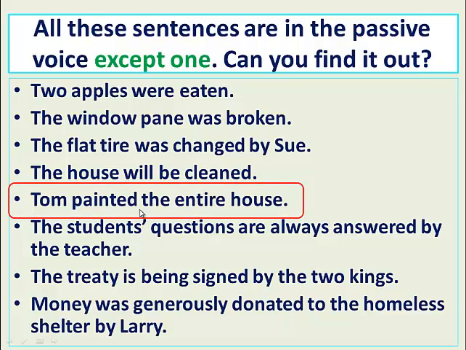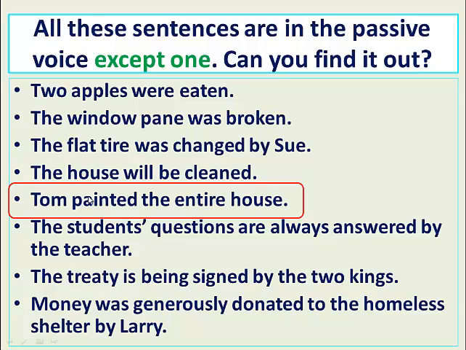Tom painted the entire house. Which do you think is not a sentence in the passive voice? Good. Tom painted the entire house. Because in this sentence, we know who did the action. Tom is the subject of the verb, and Tom is the doer of this action.